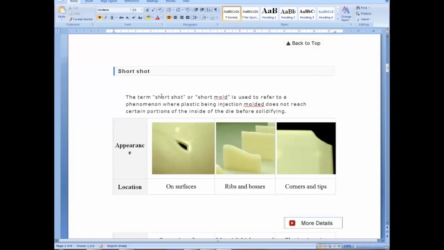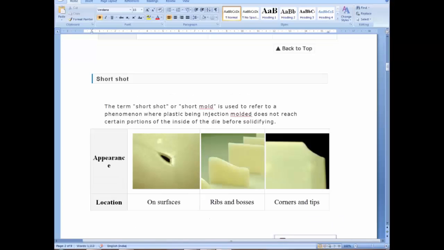Short shot. Now what is this? The term short shot is used to refer to a phenomenon where the plastic being injection molded does not reach certain portions of the inside of the die before solidifying. When we inject plastic, maybe the portion has an intricate shape, or maybe it is far from our gate. By the time the plastic reaches there, the solidifying process starts, that means early solidifying, and the plastic will not fill any further.